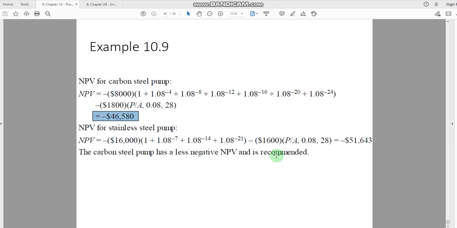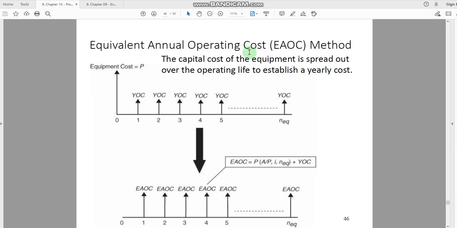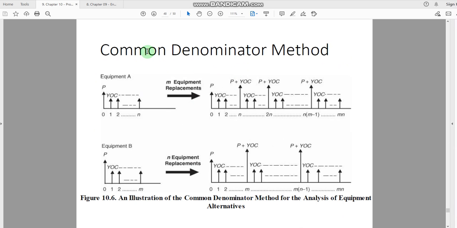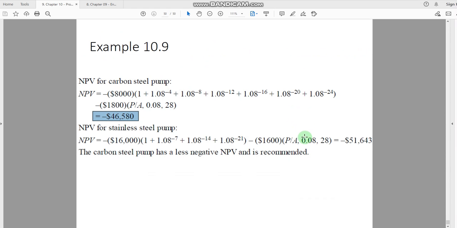Okay, so what we see overall from these examples is that either we go with the capitalized cost method or the equivalent annual operating cost method, or we can go with the common denominator method. The final analysis that we do will give you the same result, that we have to go with the carbon steel pump.